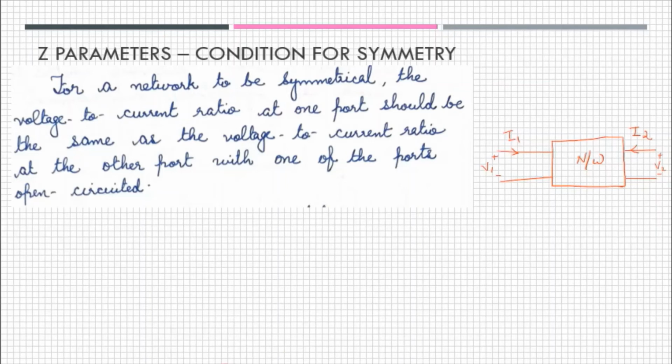And for a network to be symmetrical, the voltage to current ratio at one port, here at the input port, is V1 by I1, and it should be the same as the voltage to current ratio at the second port, or at the output port, V2 by I2, provided the other port, one of the ports, is open circuited. So here I2 should be 0, here I1 should be 0.